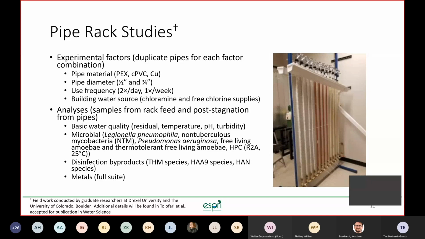The analyses that we did on the data, we looked at basic water quality parameters, including the disinfectant residual concentration, and microbial parameters: Legionella, which we never found, NTM, Pseudomonas aeruginosa, free-living amoebae, and thermotolerant free-living amoebae. And we found all of those except Legionella at the Philadelphia site, and none of them at the free chlorine site. We looked at disinfection byproducts and also metals.